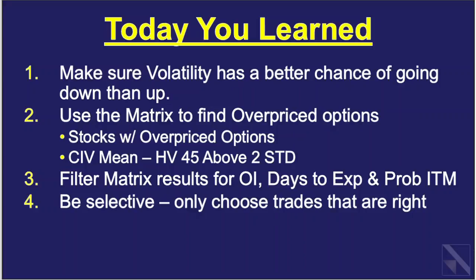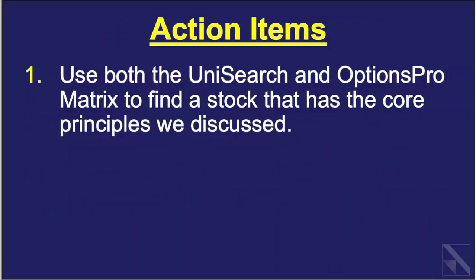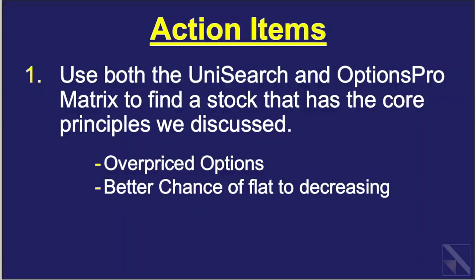All right, so some action items. I want you to use both the Unisearch and Options Pro to find a stock that has the core principles that we discussed. I want you to find something with overpriced options, a better chance of flat to decreasing volatility, and I want you then, once you have a stock, now, right now, the market, I think, is still in a downtrend. I'd have to look, but honestly, I don't care, to be honest with you. Just find a stock. I don't care if it's bullish. I don't care if it's bearish. Don't worry about the market timing for right now.